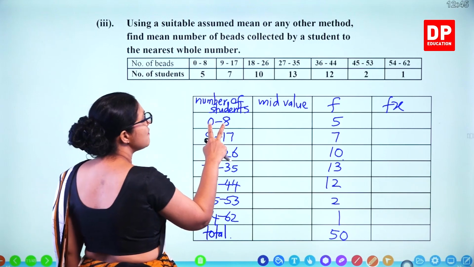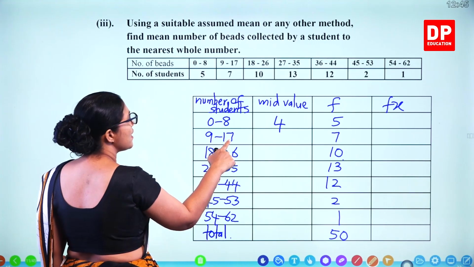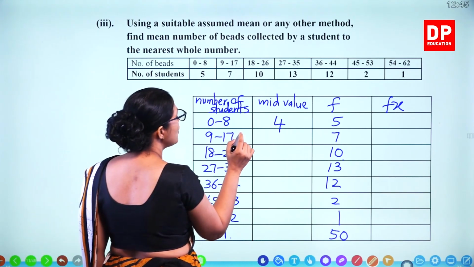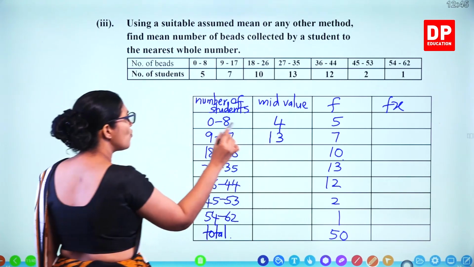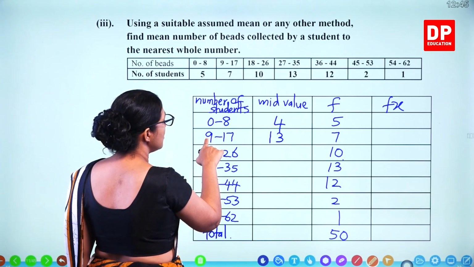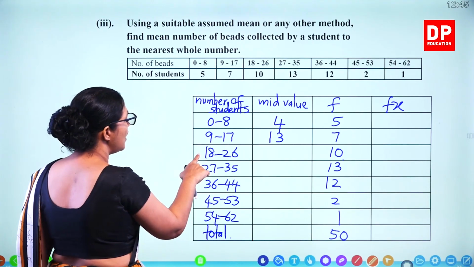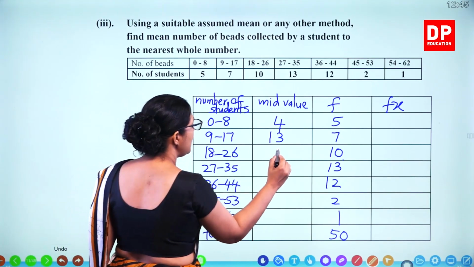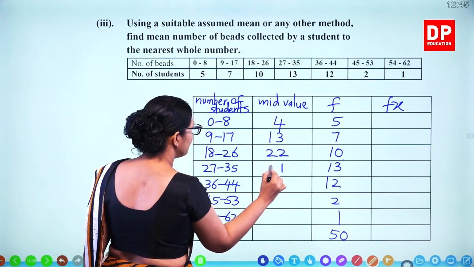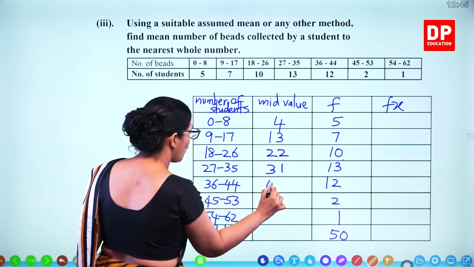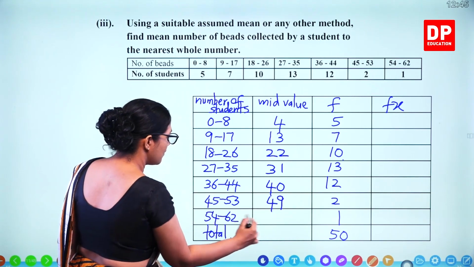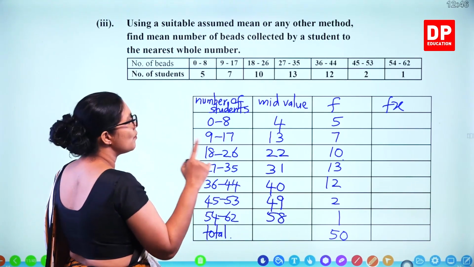So 0 plus 8 divided by 2 is 4. 9 plus 17 divided by 2, 26 divided by 2 is 13. So that means you are adding how much? Not 5, 4. 4 to the lower value. Add 4 to 18, 22. 27 plus 4, 31. 36 plus 4, 40. 45 plus 4, 49. And 58.